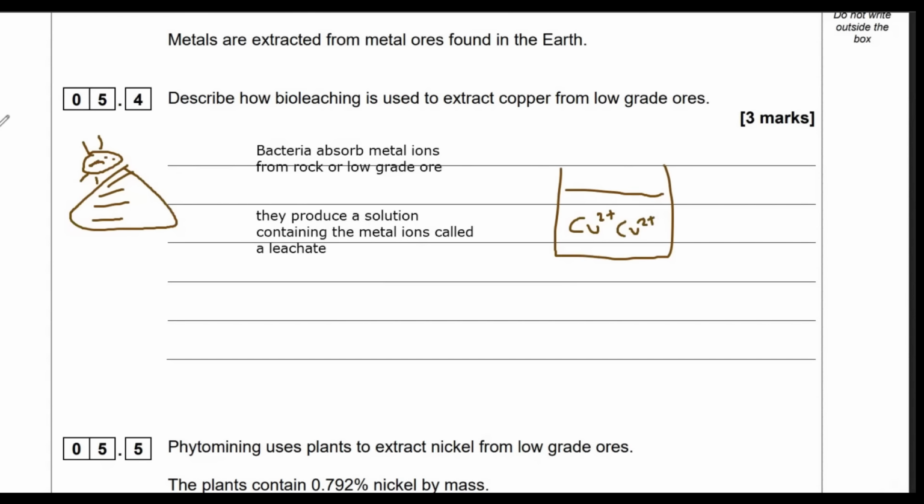Now, how are we going to get them out of that liquid? There's two methods that you have to know, and you can use this in phytomining or bioleaching. These are the two methods to extract the metal ions from the resulting solution. What you can do is use displacement with a scrap, more reactive metal, a scrap iron. Iron's more reactive than copper, so if you put some old iron in there, it's going to extract the copper out. Or use electrolysis. And so your three marks are for bacteria, create a leachate, use displacement, or electrolysis. Bosh. Let's go to the next question.